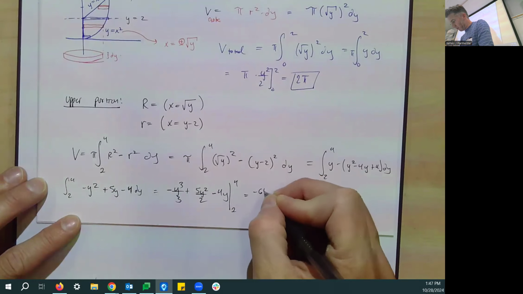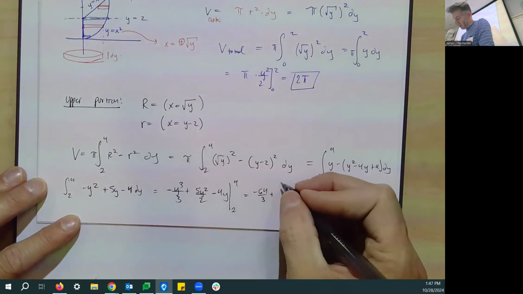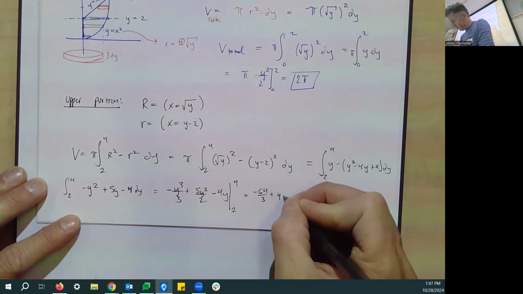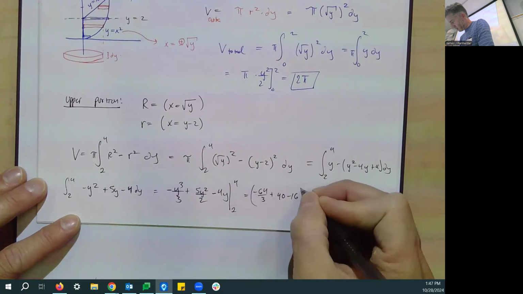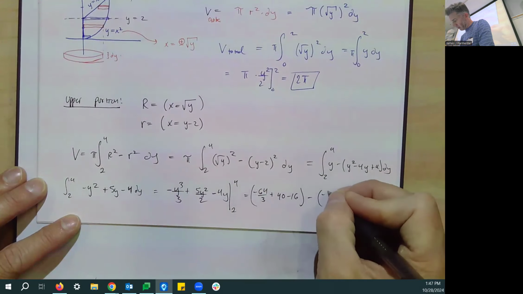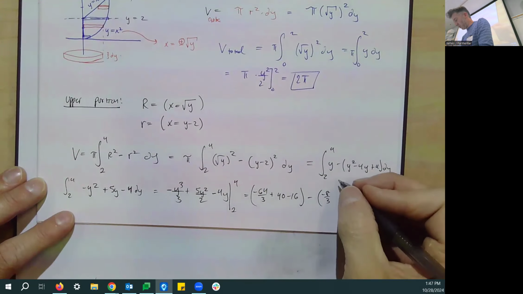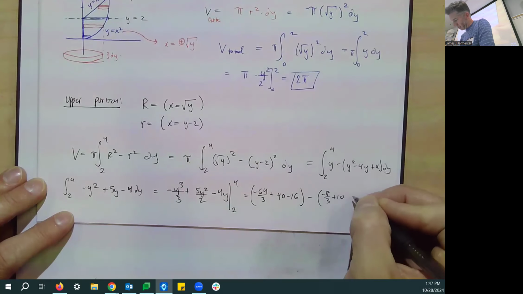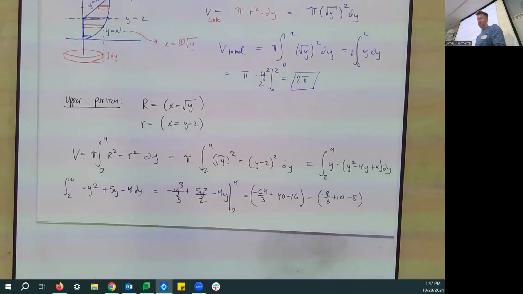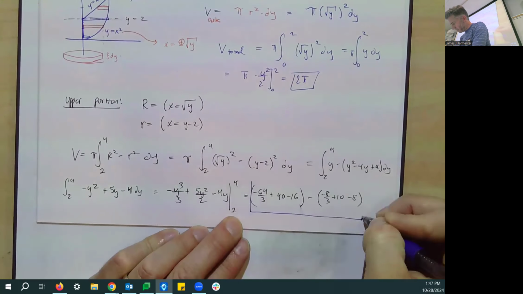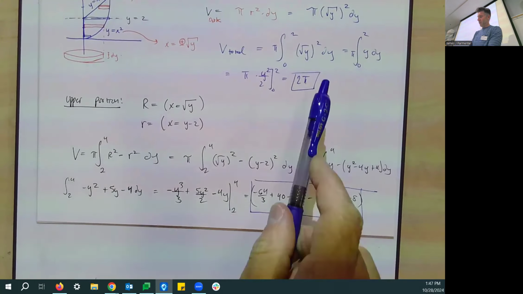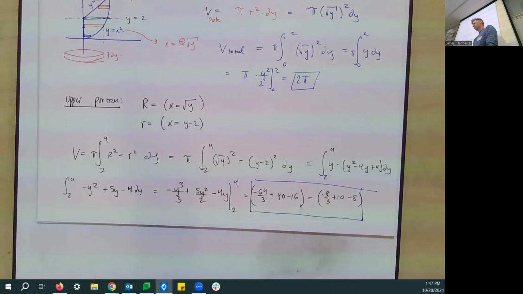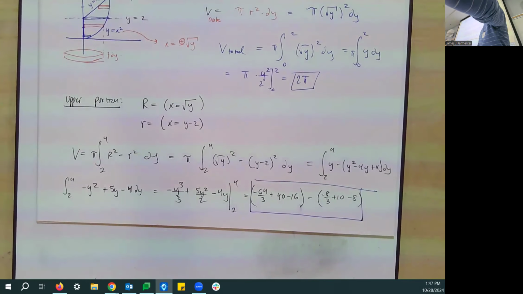You get negative 64 over 3 plus 5 times 16 is 80 over 2 is 40 minus 16, minus, and you plug in 2 and you get negative 8 thirds plus 5 times 4 over 2 is 10, and then minus 8. And then you don't touch it. Oh, except you do touch it, because then you say it's this plus that. So your final answer is 2 pi plus that. It's gross. They're all gross. Except for the few times they're nice.